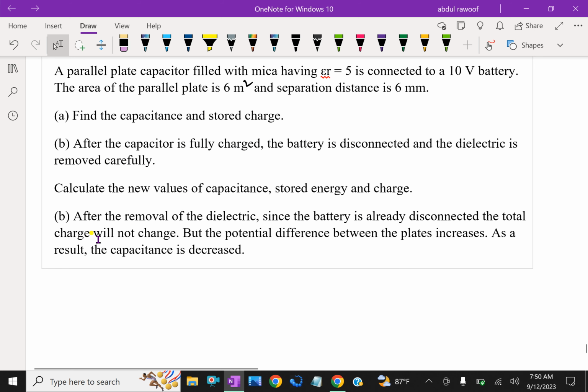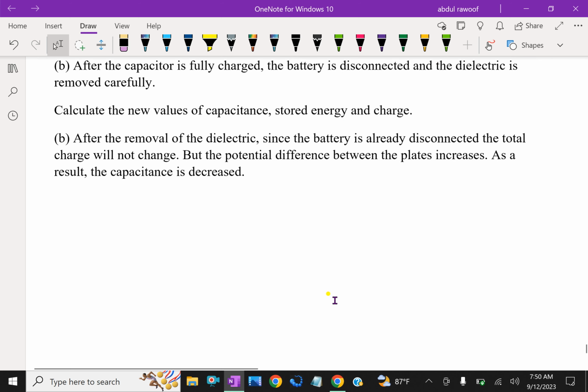Second part, after the removal of dielectric, since the battery is already disconnected, the total charge will not change, but the potential difference between the plates increases. As a result, the capacitance is decreased. First, we will calculate capacitance and stored energy. First, capacitance.